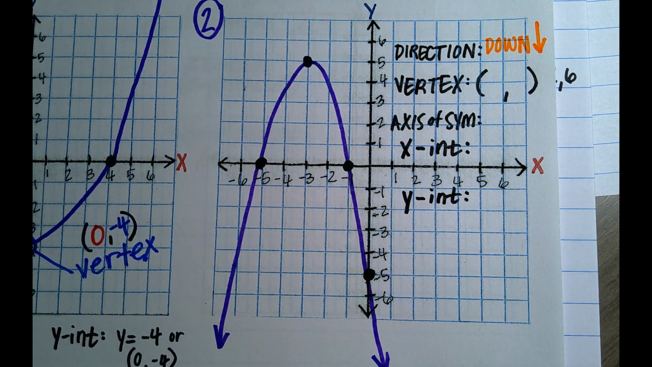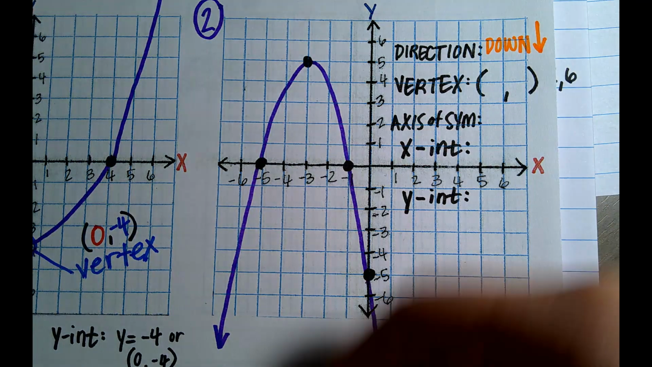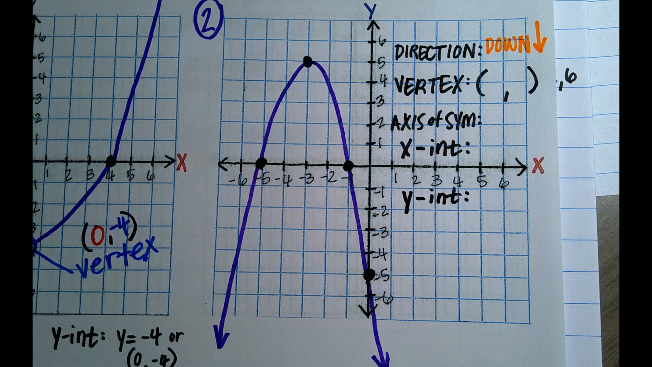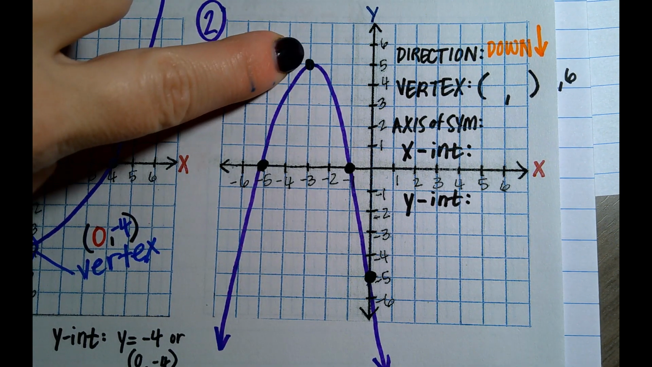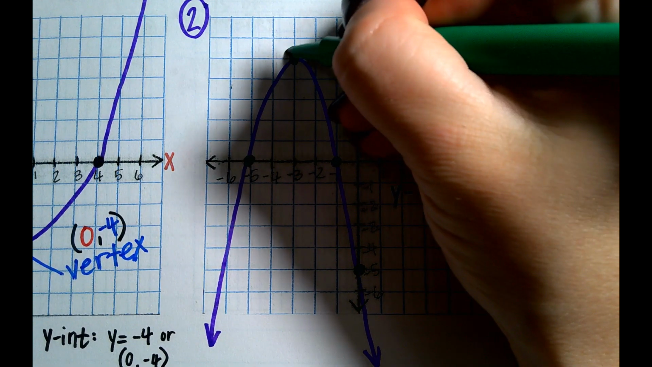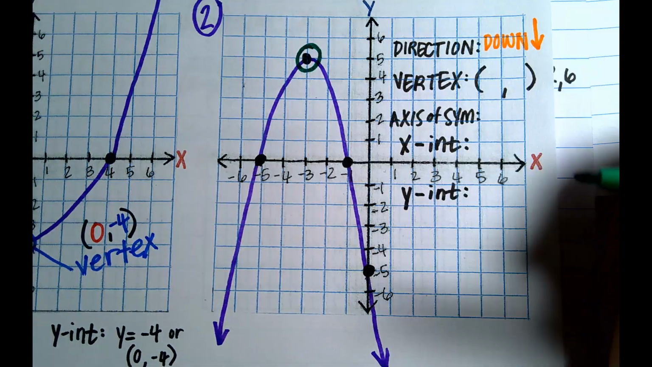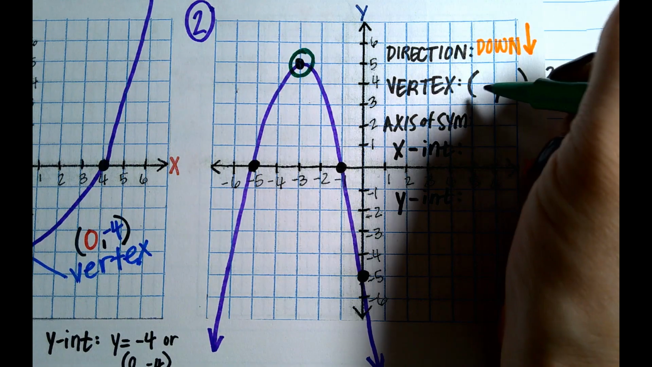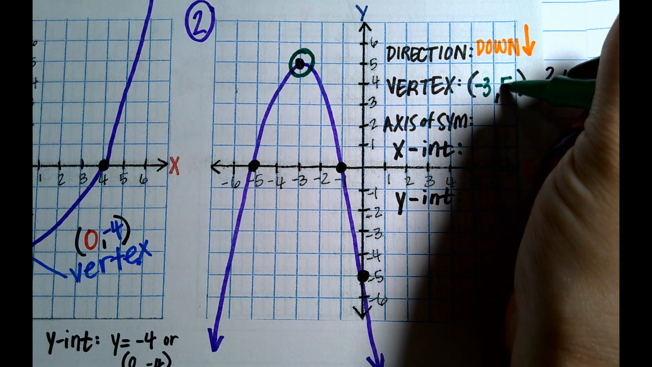Now this time is my vertex going to be the lowest point or the highest point? Since our graph is pointing down, there's no lowest point. It goes down for infinity. The highest point will be our vertex. Now, what is this vertex? What are the coordinates of this point? -3, 5.